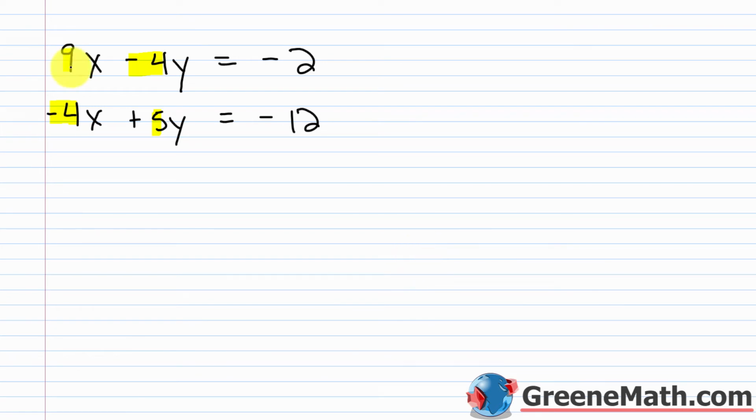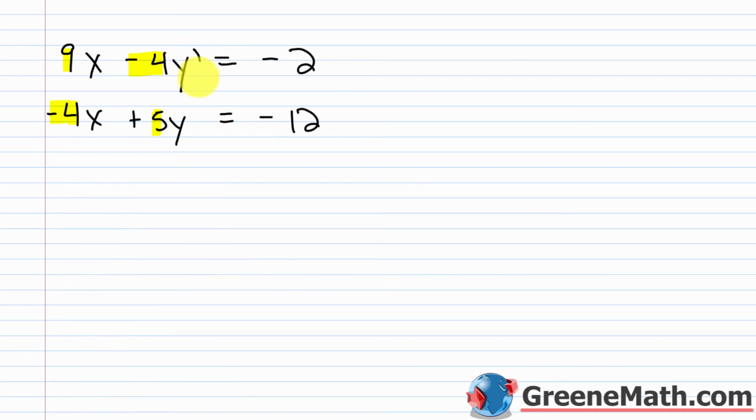So I have a coefficient here that's 9. I have a coefficient here that's negative 4. So one of them is positive, one of them is negative. So kind of the easy thing to do is just multiply both sides of the first equation by 4, right? That will give me 36 here, or a 36x. And then multiply both sides of the second equation by 9. That would give me a negative 36x, right? So let's go ahead and make that happen.